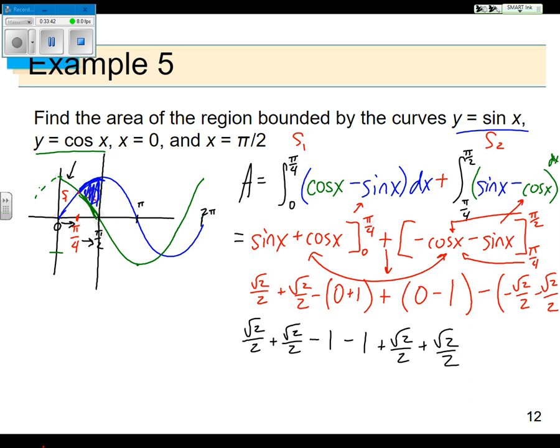So how many square root of 2 over 2's do I have? 1, 2, 3, 4. I have 4 square roots of 2 over 2. And then I have negative 1 and negative 1 is negative 2. So that's going to give me 2 square roots of 2 minus 2 for that area.